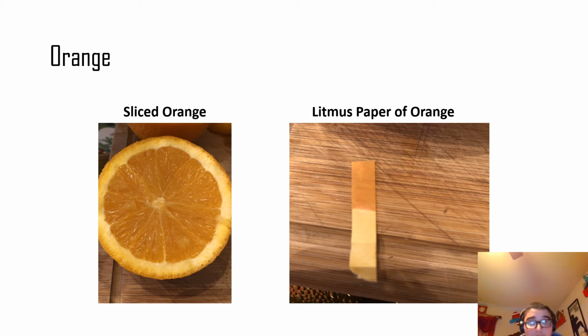So here we have 2 pictures. To the left, we have a sliced orange after we cut through the interior. The second picture shows the litmus paper of the orange after we rubbed it in the interior of the orange in the first place. As you can see, the litmus paper is orange, which means that it isn't the most acidic, but it still is clearly acidic because it's below 7. It's probably around 3, 4, or 5, around that range or so.